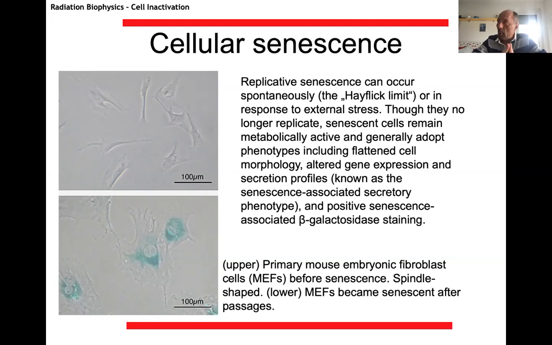Now, though they no longer replicate, senescent cells remain metabolically active and generally adopt phenotypes including flattened cell morphology, you see here, altered gene expression and secretion profiles. These are senescence-associated secretory phenotypes, so you also detect some molecules called cytokines in the medium that are associated to senescence. As I say, this is a very good cell death mechanism for tumors, because if tumors go into senescence, they will not grow anymore.